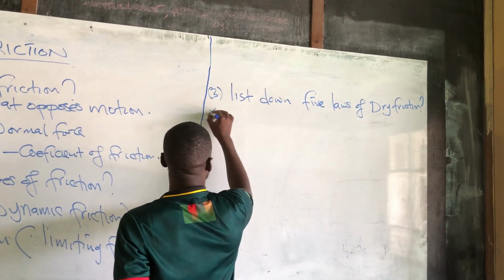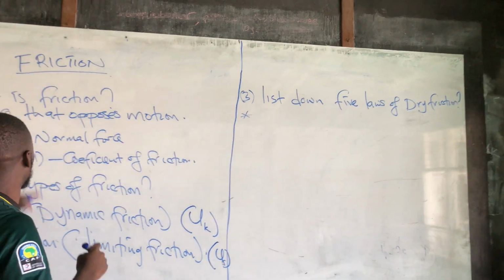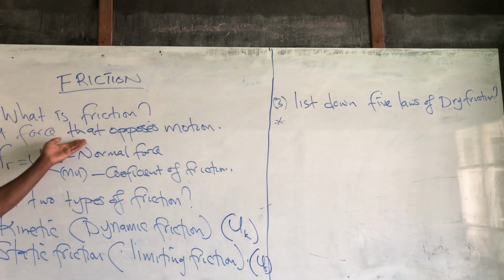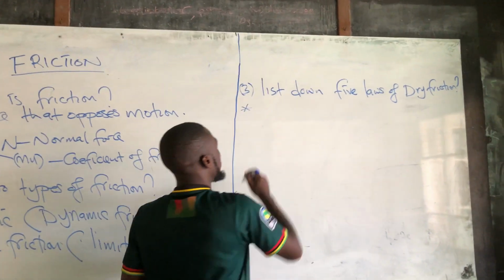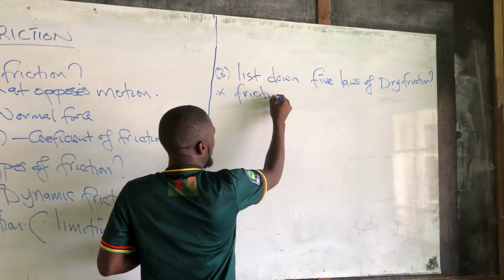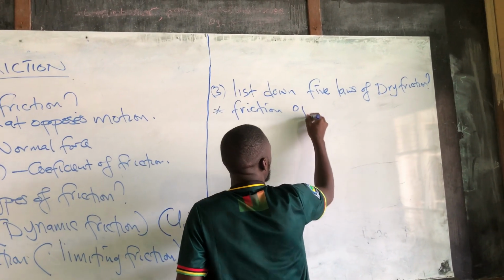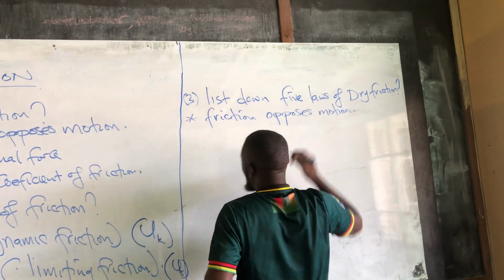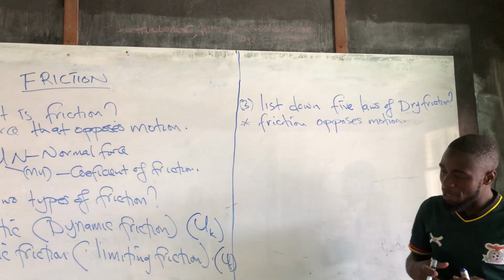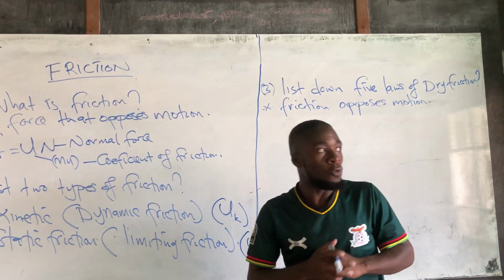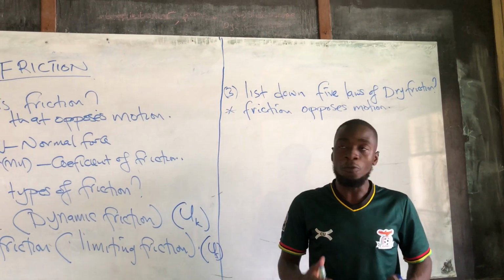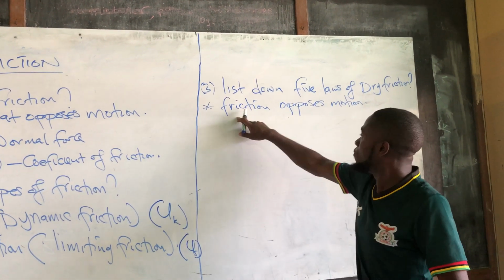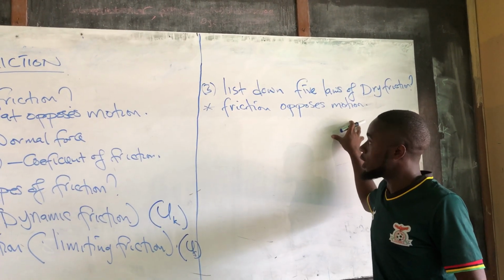Number 1, the first law of dry friction, is the definition of friction itself: friction opposes motion. Let me explain friction in simple terms. Friction is just the roughness of the surface, so for friction to take place the surface should not be smooth. So the first law is that friction opposes motion.